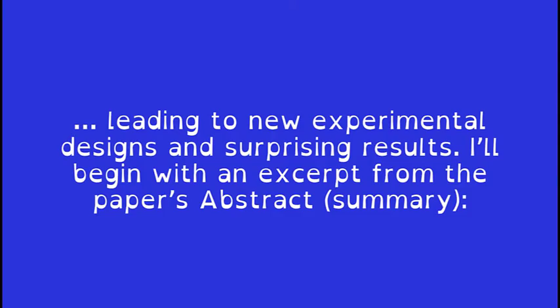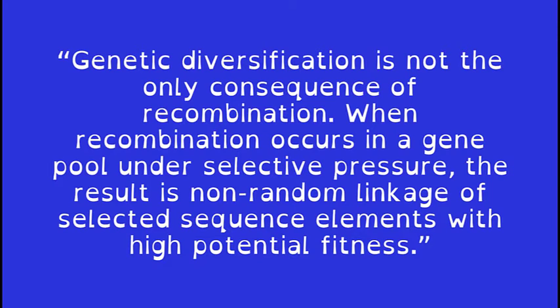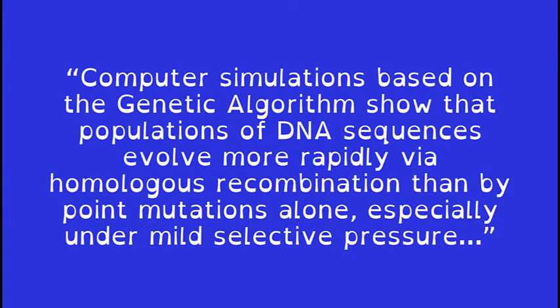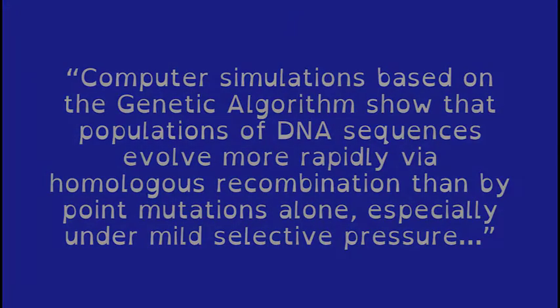I'll begin with an excerpt from the paper's abstract. Summary: genetic diversification is not the only consequence of recombination. When recombination occurs in a gene pool under selective pressure, the result is non-random linkage of selected sequence elements with high potential fitness. Computer simulations based on the genetic algorithm show that populations of DNA sequences evolve more rapidly via homologous recombination than by point mutations alone, especially under mild selective pressure.